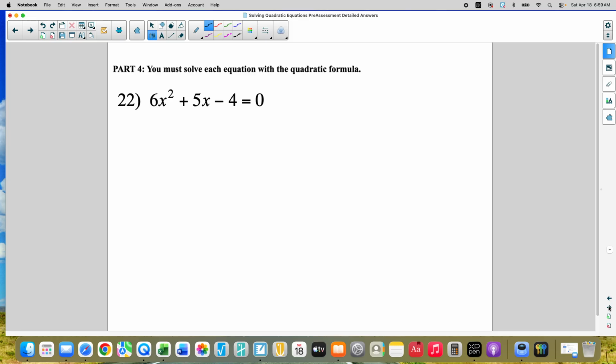All right, we got to solve the equation with quadratic formula. The only thing you need to remember is A must be positive. It can be bigger than 1. It just must be positive.